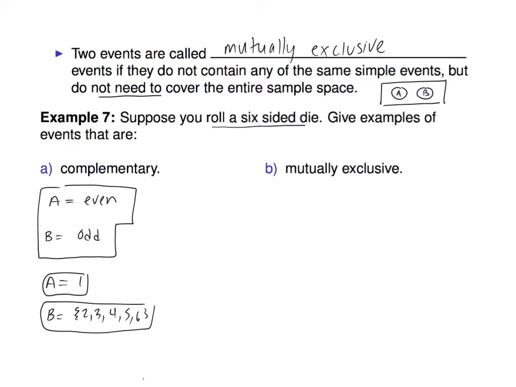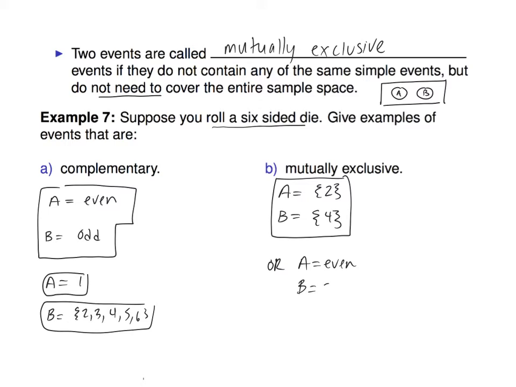How about mutually exclusive? So it's something that doesn't cover the whole sample space. A is 2, B is 4. Yep. So event A is rolling a 2, event B is rolling a 4. That's one possibility. Or how about this one? A is even and B is equal to 5.